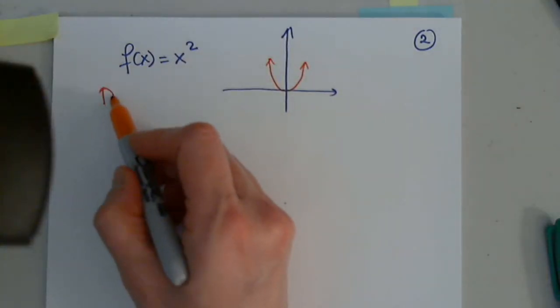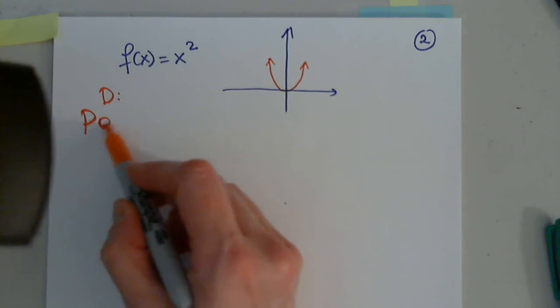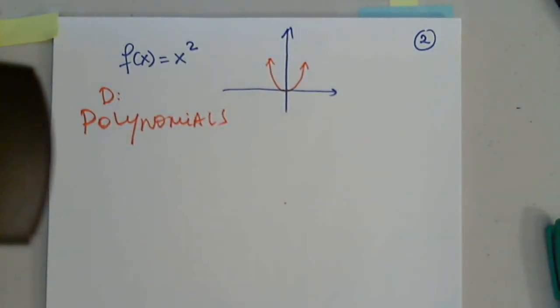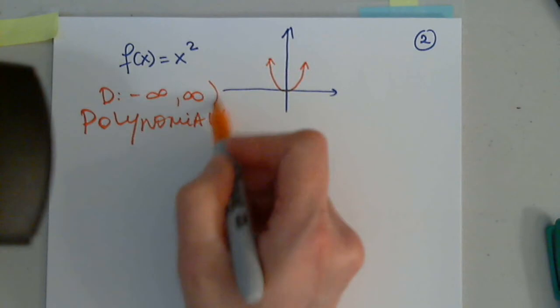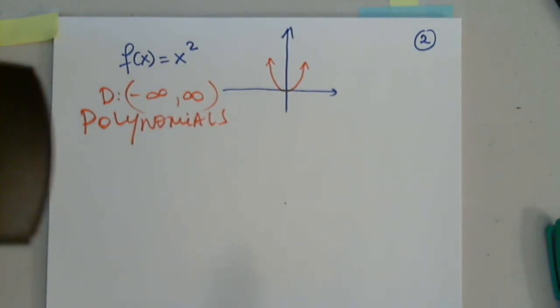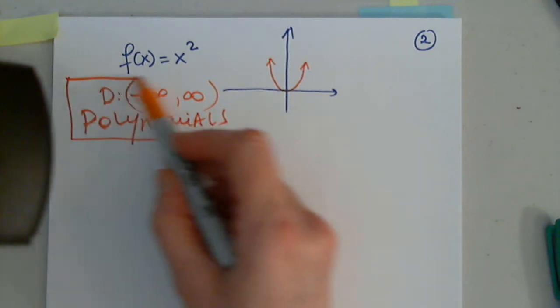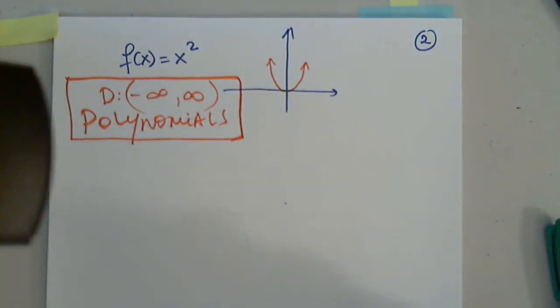Can anyone give us the domain for all polynomials? For all polynomials, what is the domain? Good. All real numbers, always. The domain of all polynomial functions, linear, quadratic, cubic, any polynomial function, I call it friendly.